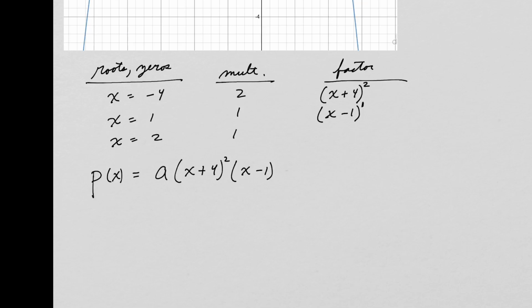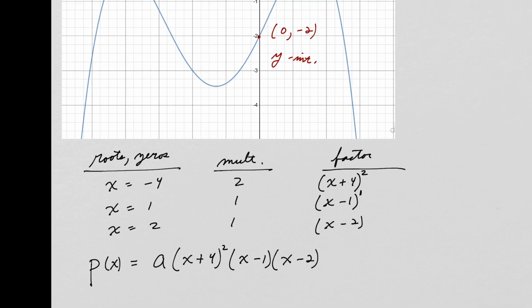And then finally, the x equals 2 root, or 0, also has multiplicity 1. It must have come from the factor x minus 2. So I know I have another x minus 2 here. Well, if you look at that, I'm almost done. All I need to do is figure out a. If I can figure out the value of a, then I have the equation for the polynomial. So how do I figure out a?